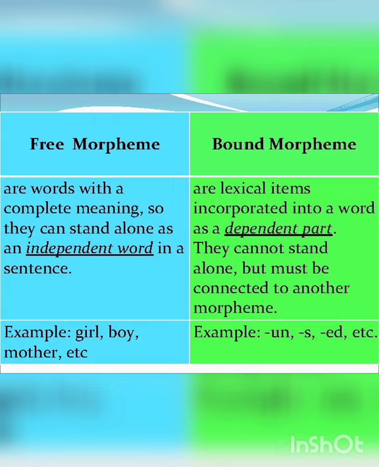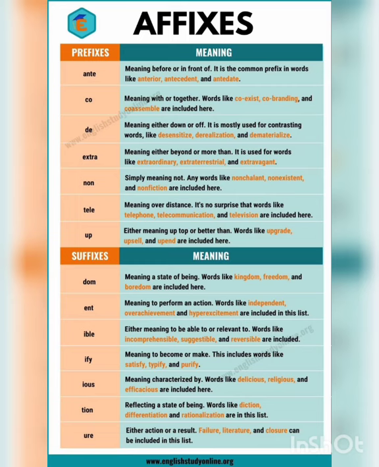A bound morpheme is a morpheme such as un or ed that cannot stand alone and must be attached to another form, for example, undressed. Affixes are bound morphemes in English. The base form to which affixes are attached in the formation of a word is called a stem.